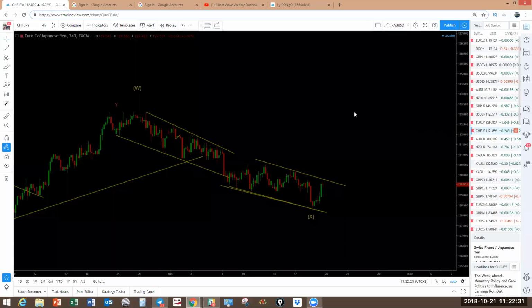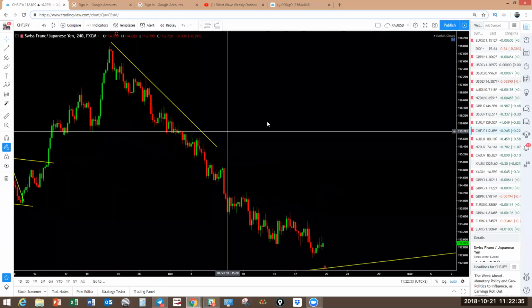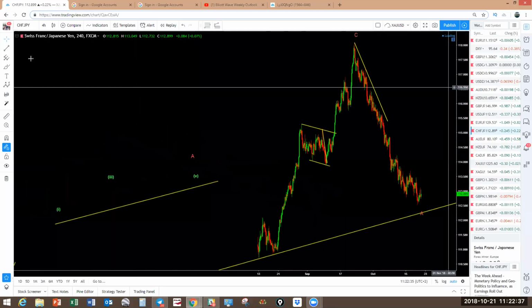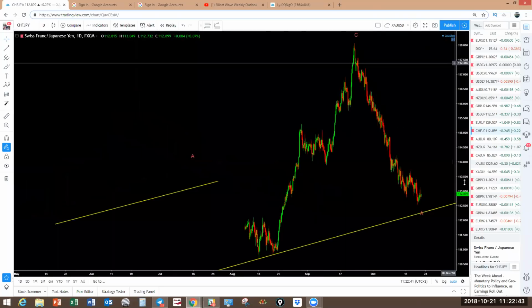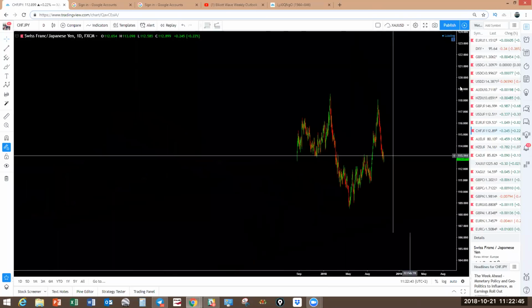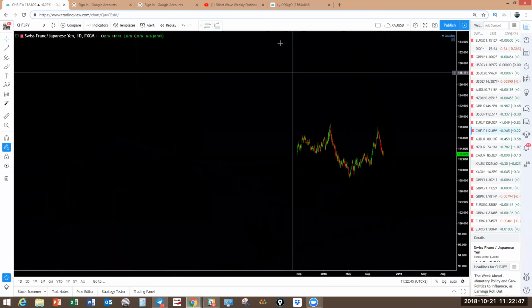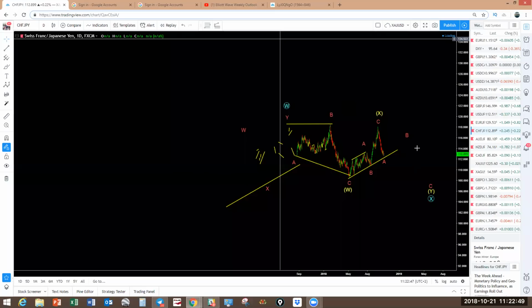Let's load CHFJPY. I'm not gonna show you all the setups because otherwise we're gonna waste time, because also this one, we have this one. We also have these on the setups, almost all the yen pairs. And you can see how accurate this is. So now what are we looking at on CHFJPY? Okay, so this move looks impulsive. Looks very impulsive.